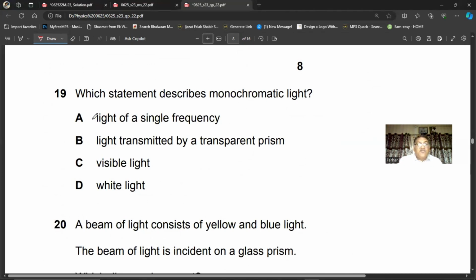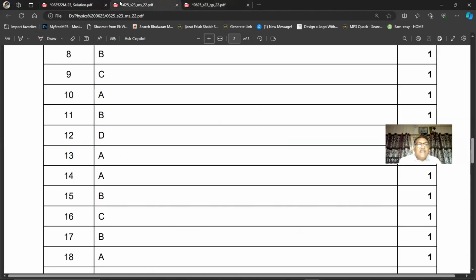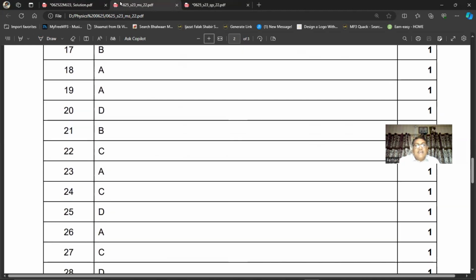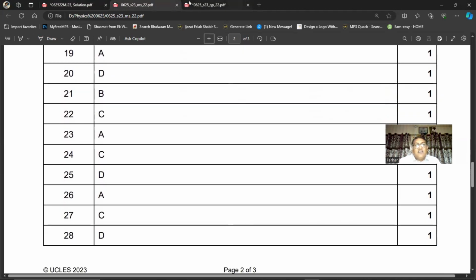Light of a single frequency. Light transmitted by the transparent prism, no. The visible light, no. White light, no. White light consists of 7 colors, you know. So monochromatic light is that light which has only one color, so there is only a single frequency in that light. So for question number 19, A is the answer.